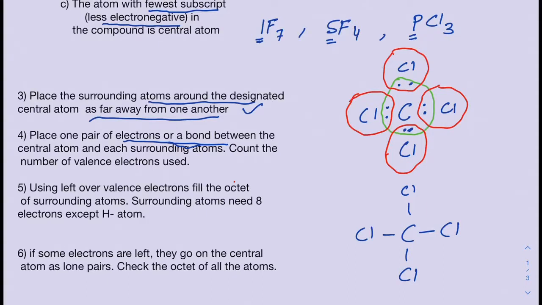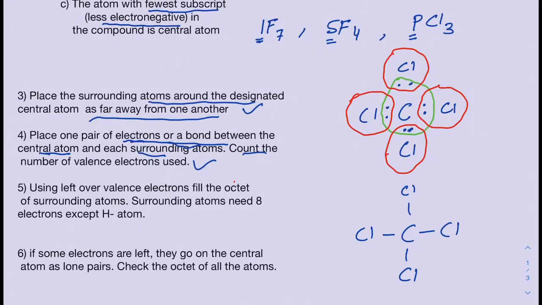Alright, so remember, 1 bond is made of 2 electrons, and those 2 electrons are being shared between those 2 atoms. Okay, now, so that's what it means. You either put 2 electrons, or you put the bond between the central atom and the surrounding atoms. Okay, so once you've done so, make sure you count the number of valence electrons.